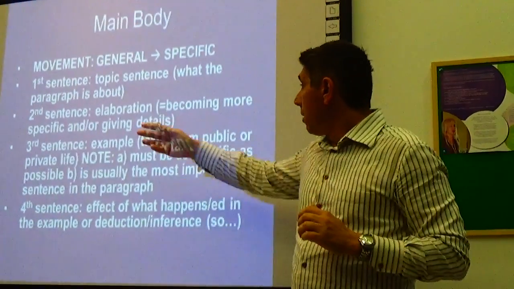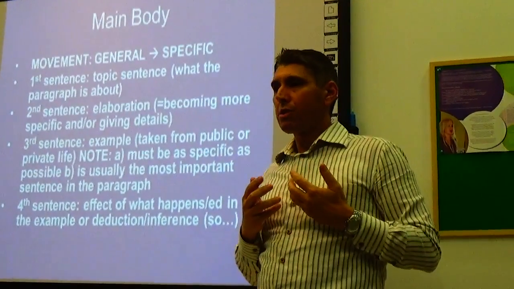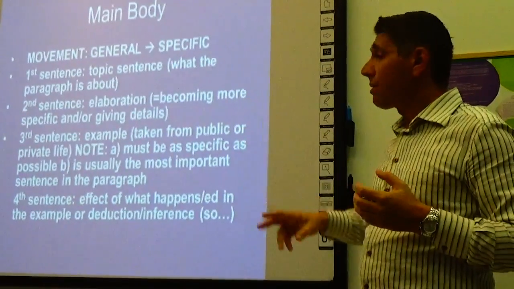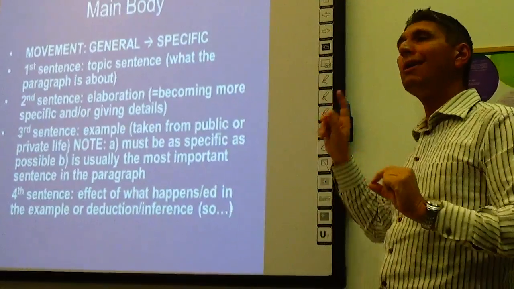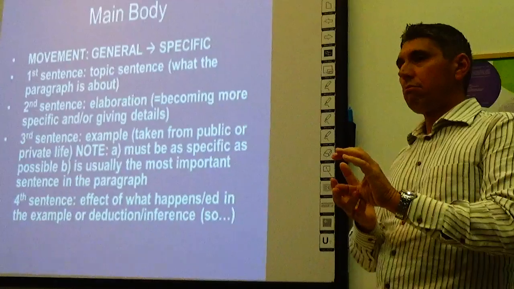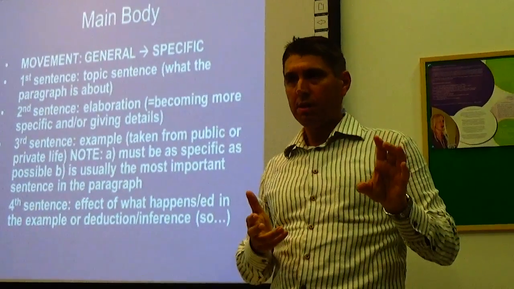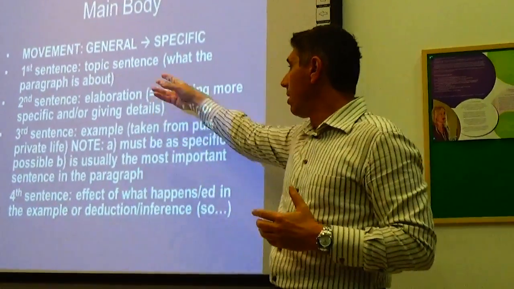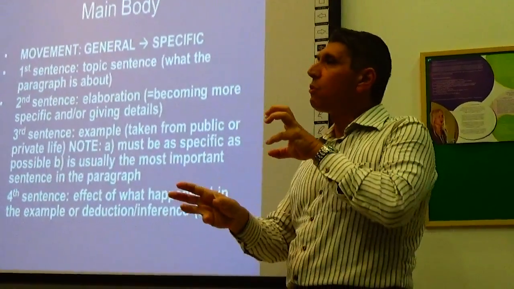Okay. And then the second sentence should be an elaboration of that. What do we mean by elaboration? Elaboration means development. So in the second sentence, you should become more specific, or you should start giving details. Okay, we're going to look at an example in a minute. Now the third sentence should give an example. And when we say example, we mean something very specific, not something general. Okay, remember that the movement is from general ideas to specific ideas. So by this stage, when you come to the third sentence of the paragraph, that means you have to really narrow it down.